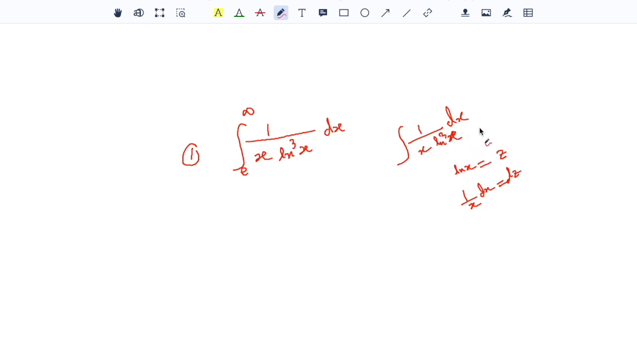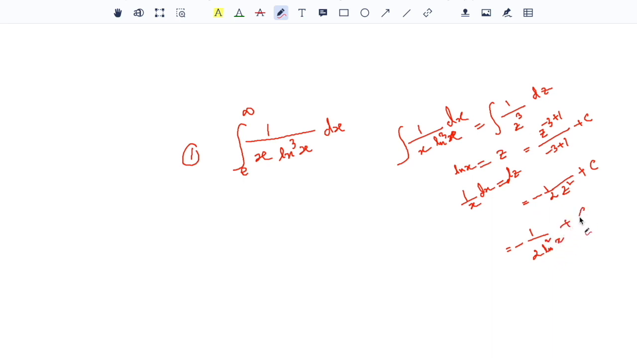So now this integral becomes the integral of 1 by z cube dz, and if you integrate it, you will get z to the power minus 3 plus 1 divided by minus 3 plus 1 plus c, and this equals minus 1 half or minus 1 by z square plus c, which is equal to minus 1 by 2 ln square x plus c.